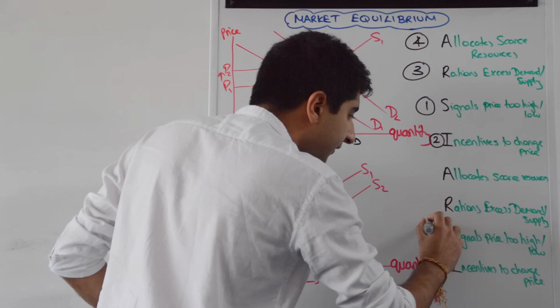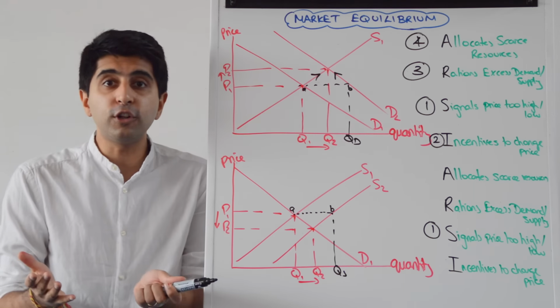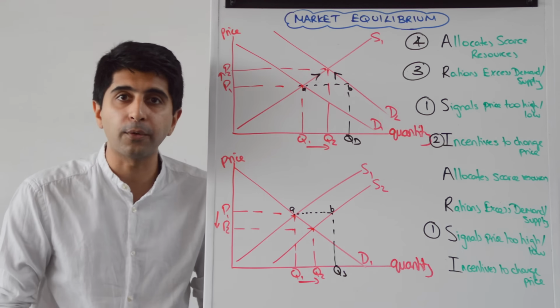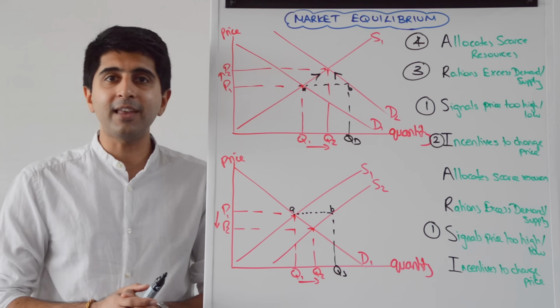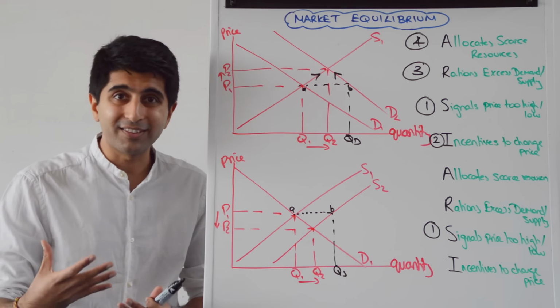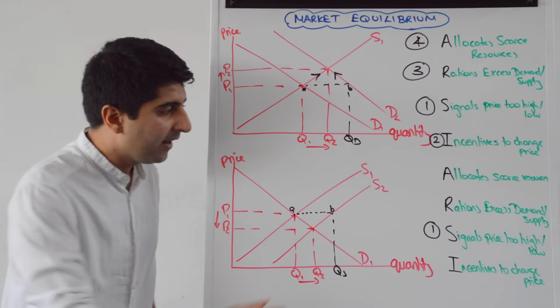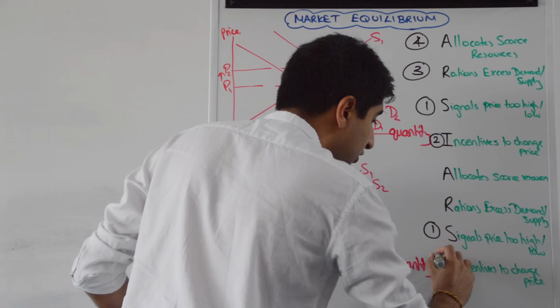First thing that happens is a signal is sent to producers that the price is now too high. How do producers know this? Well, there are excess stocks in the warehouse. There's stock on the shelves in the shop itself that is not budging. So excess has been produced, which the producer can't sell. A clear sign that the price is too high. That's the signal. There is an incentive now for producers to lower their price.